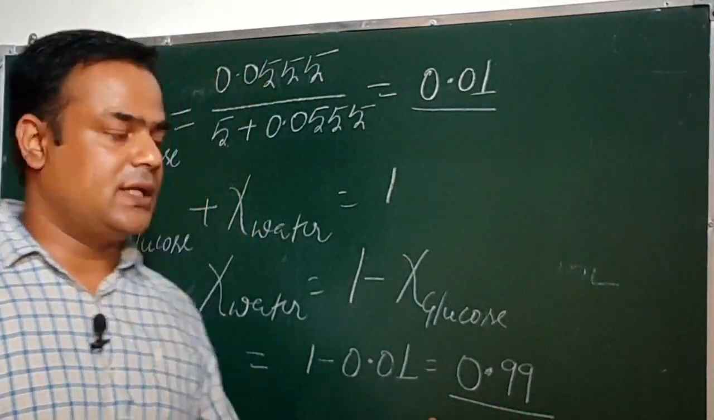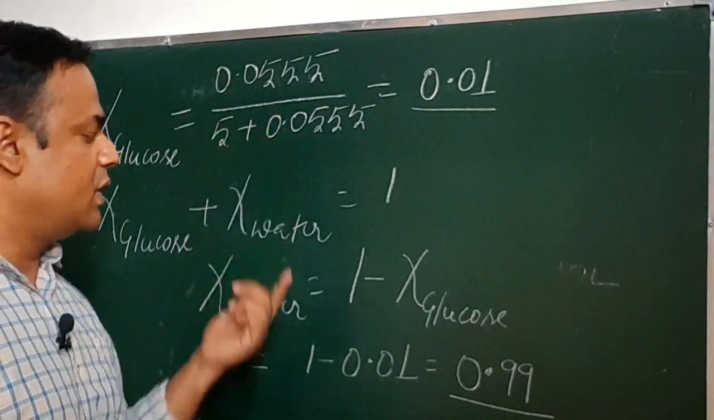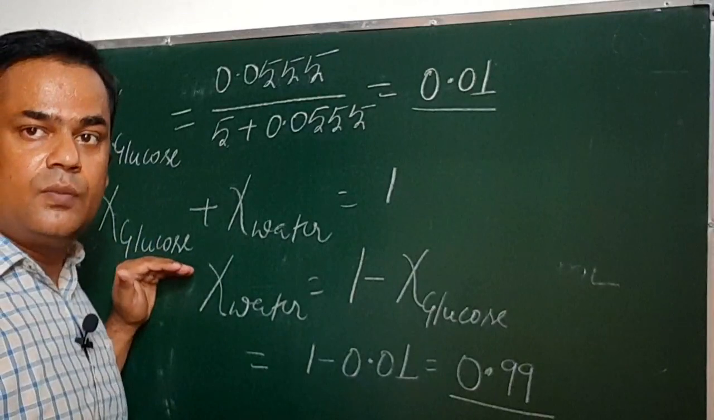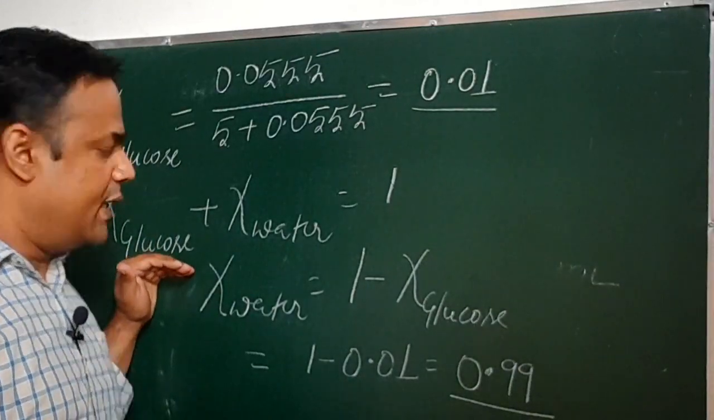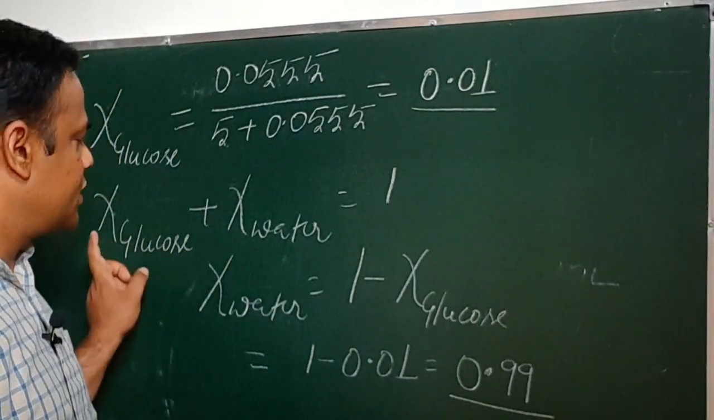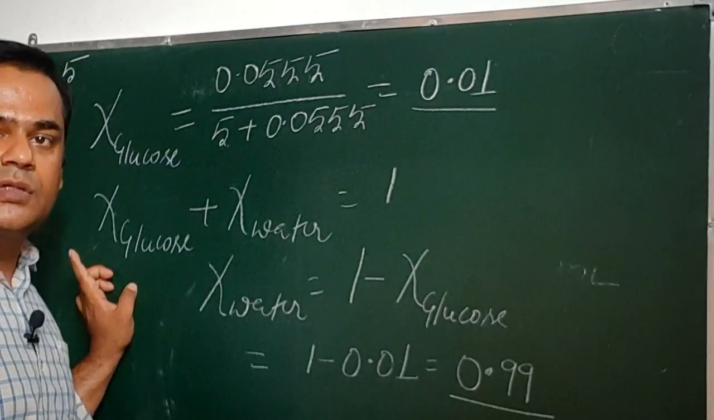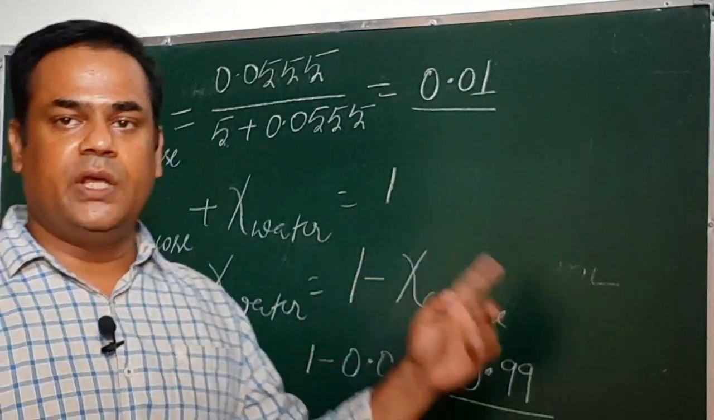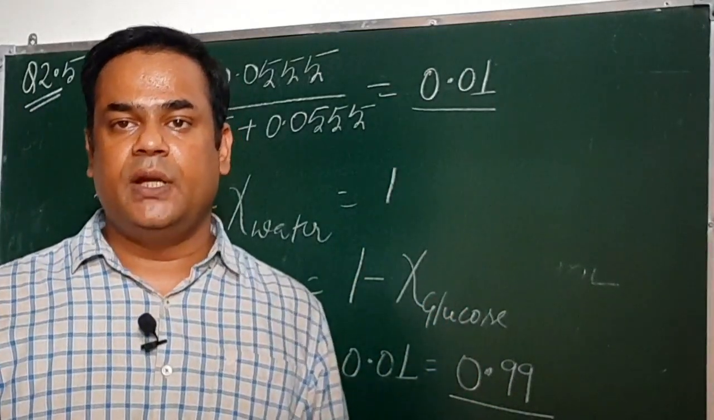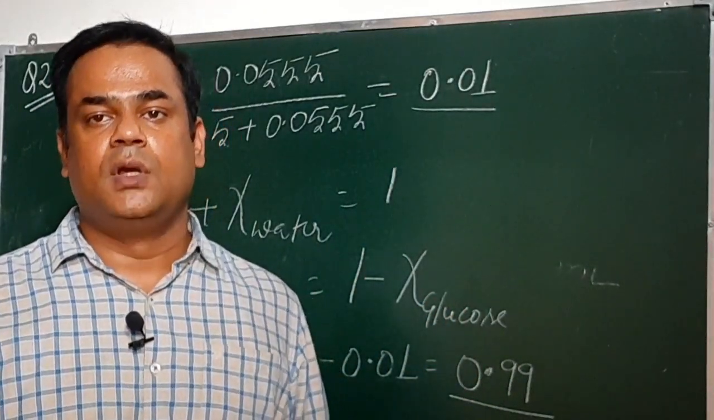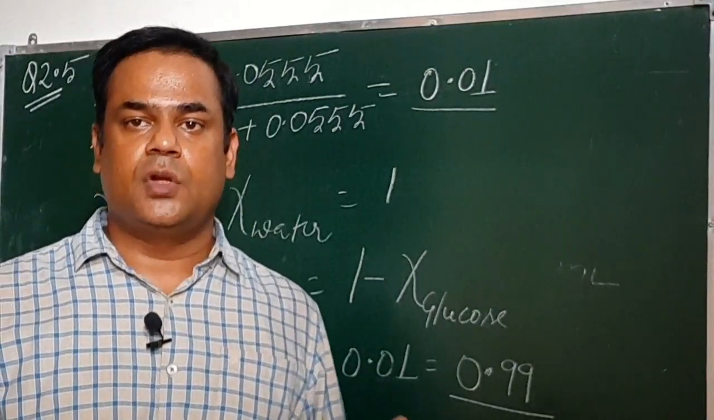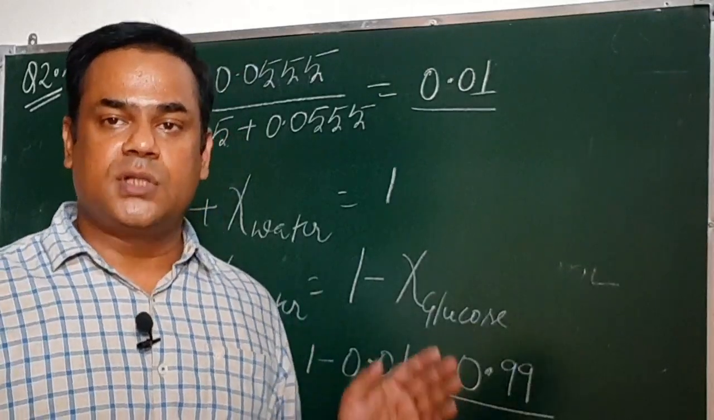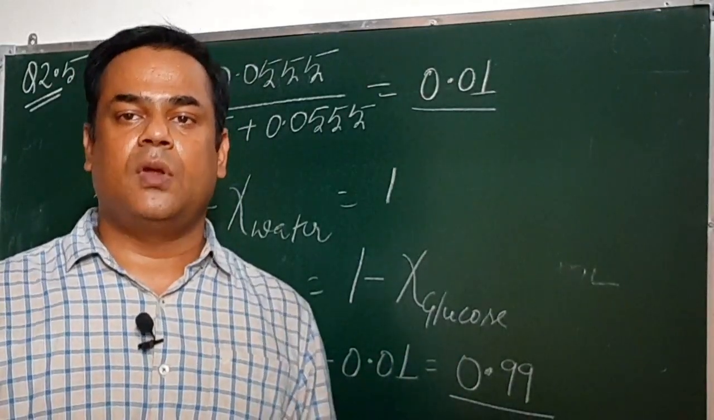So from here we can say, without using this formula also we can calculate mole fraction of water. If we know the mole fraction of one component of solution, we can calculate another by using this formula. Mole fraction of solvent plus mole fraction of solute equals to 1. If we know the mole fraction of solvent, we can calculate mole fraction of solute, and if we know the mole fraction of solute, we can calculate mole fraction of solvent by simply subtracting from 1, because sum of mole fraction of solute plus solvent will always be equal to 1.